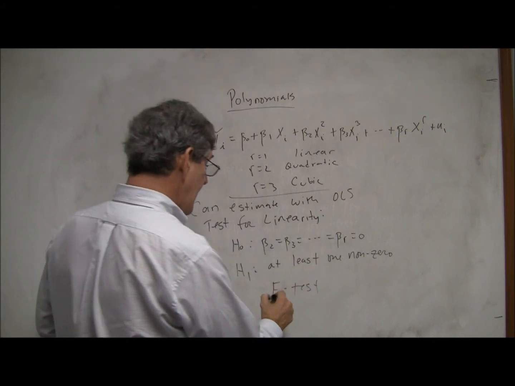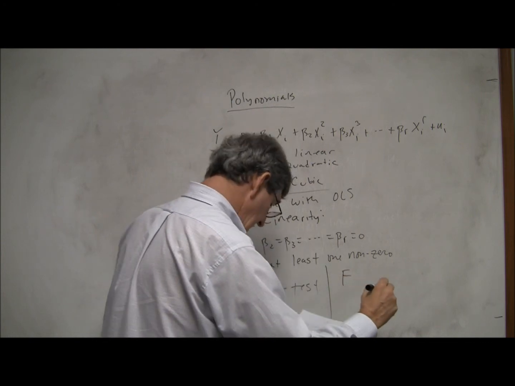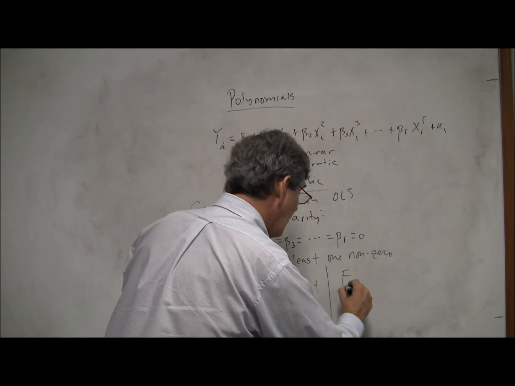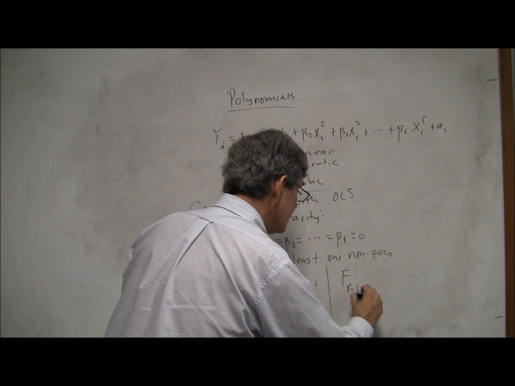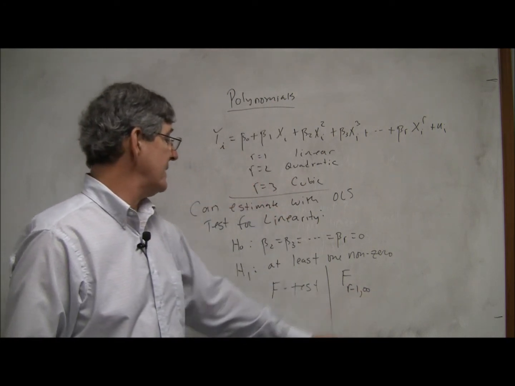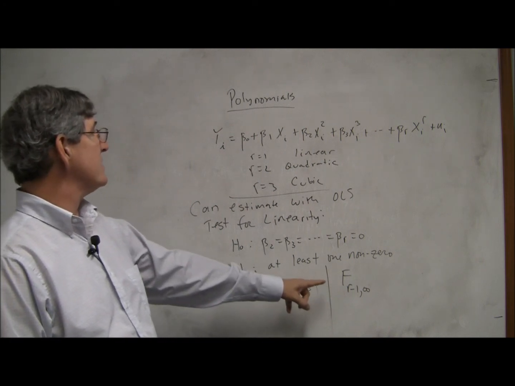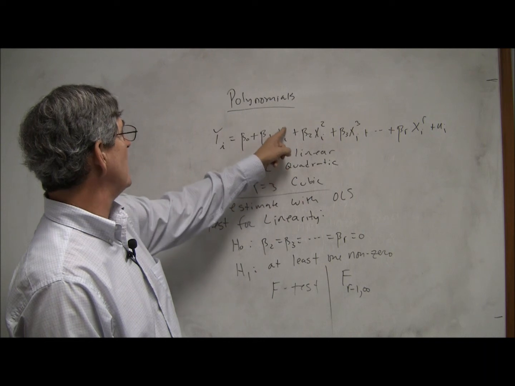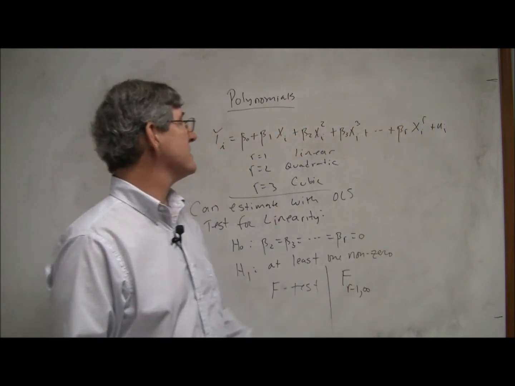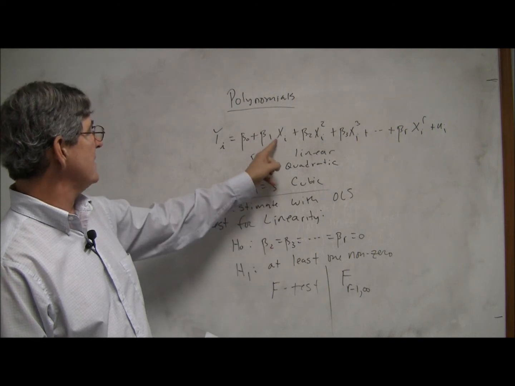In fact, the F that you want to use is F of r minus 1 restrictions, and we're going to use a large sample, so we'll have the sample size be infinite. And so there's r minus 1 restrictions because we're not using this one. This is 1. So from 2 to r is r minus 1 restrictions because we start at beta 2, because we're testing for linearity.